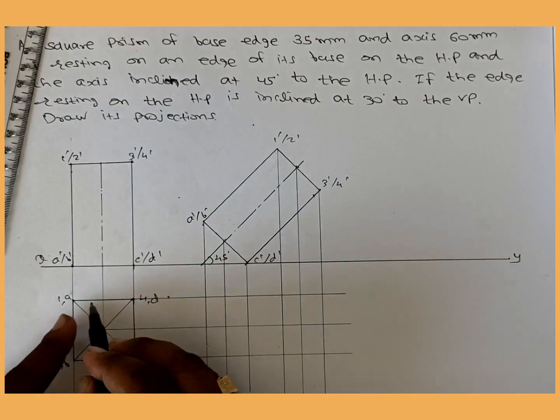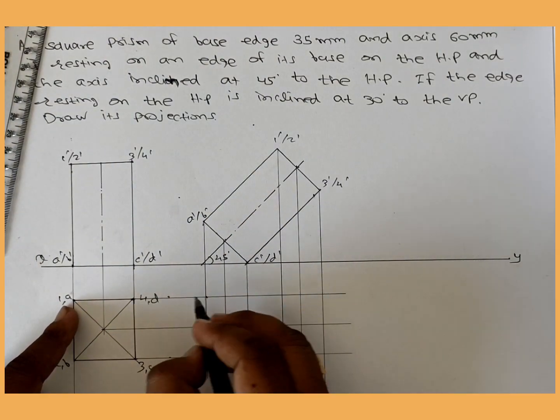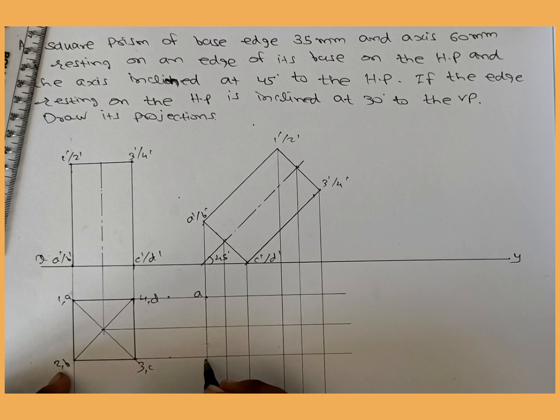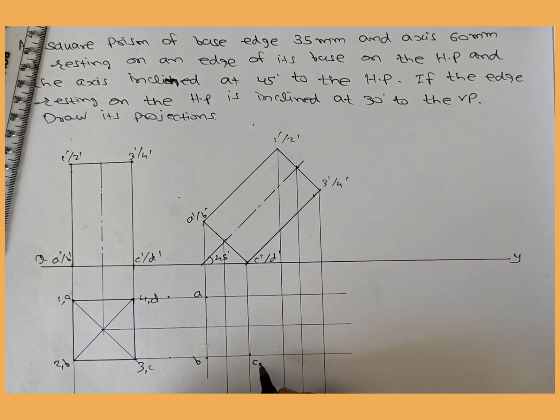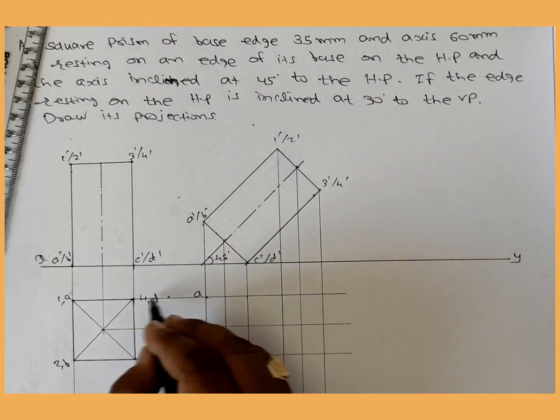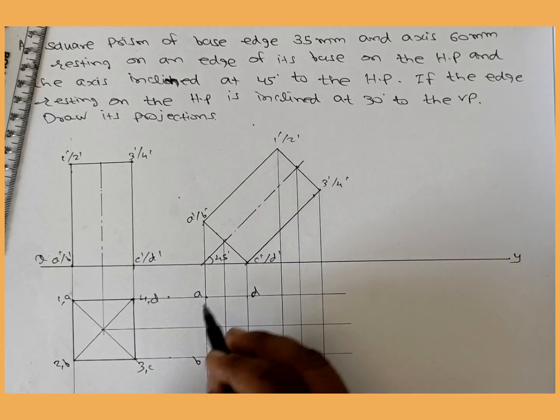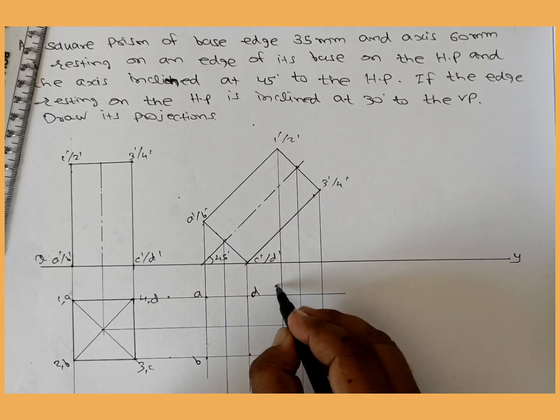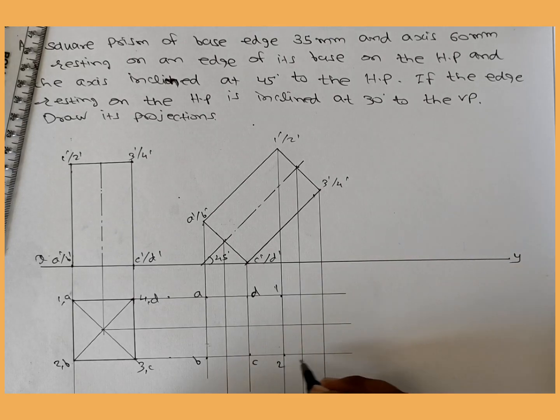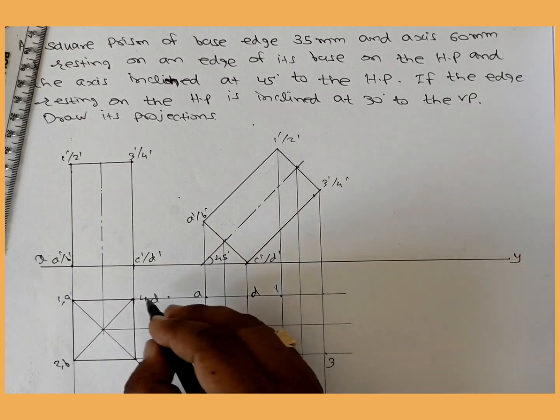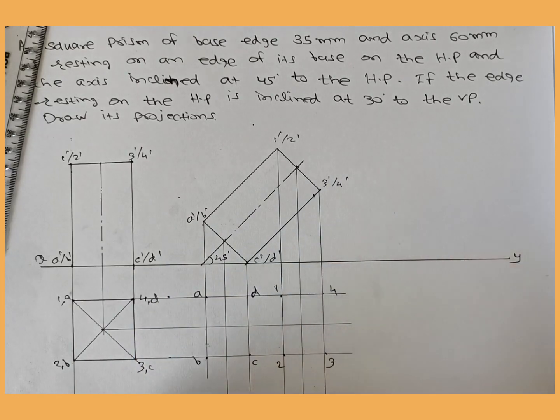Now we have to check: A and A dash intersection is this A, B and B dash intersection is this B, C and C dash intersection is this C, and D and D dash intersection is this D. In the same way 1 and 1 dash intersection is this 1, this is 2, this is 3, and 3 dash intersection is this, 4 and 4 dash intersection is this.